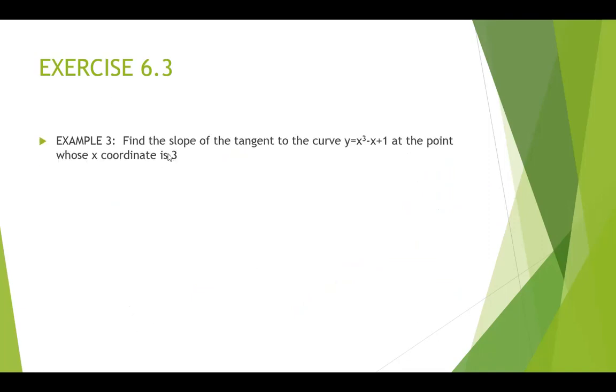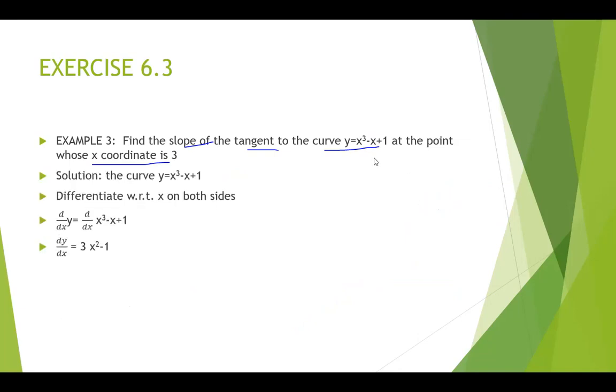Now we have another example. Find the slope of the tangent to the curve y is equal to x cube minus x plus 1 at the point whose x coordinate is 3. Again, here also at x equal to 3 we have to find out. As usual, we differentiate the curve with respect to x. Dy by dx is derivative of x cube minus x plus 1. Derivative of x cube will be 3x square, minus x derivative is 1, 1 derivative becomes 0. 3x square minus 1.